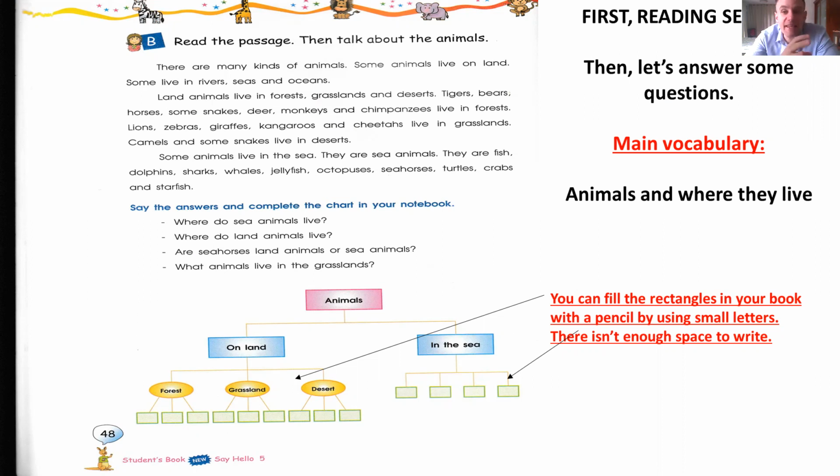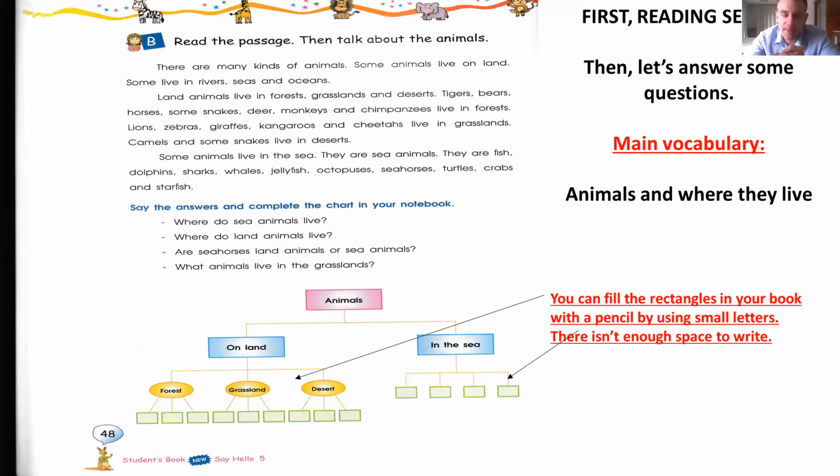This is the main vocabulary about where the animals live in general. We have the rivers, the seas, the oceans, forests, grasslands, and deserts. We can also talk about mountains because some animals live in the mountains, and many other places, obviously. About the vocabulary, we have the places and we have the animals. Take a look at each animal and you can go on Google and look at the pictures, but I'm sure that you know maybe 90% of all the animals in this text.